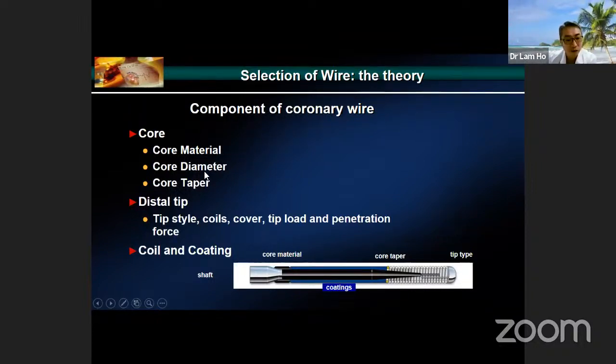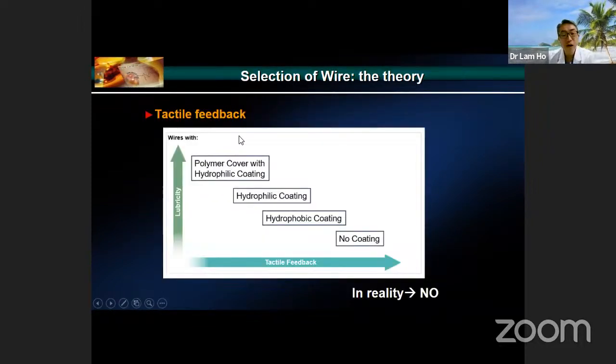A wire usually consists of a coil, a tube, a coil, and coating. All these elements, so this is something in general. I will focus on the three most important things on the wire. One is the tactile feedback.